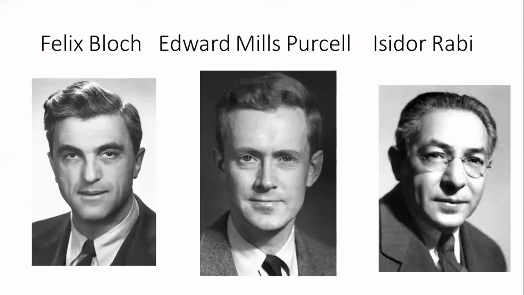So the next concept that we have to understand was given by these three people, mainly Isidore Rabi. He was the one who actually described the concept called nuclear magnetic resonance. So in MRI, the second term is resonance, magnetic resonance. Now we have to understand what this resonance is. All three of them got the Nobel Prize for their achievements in this field of nuclear magnetic resonance.